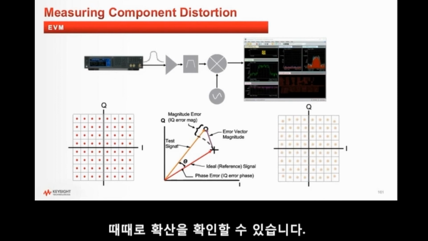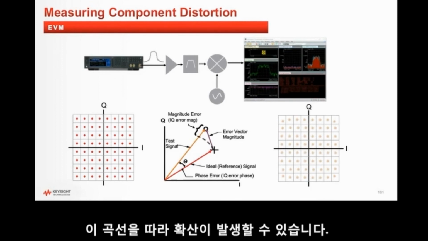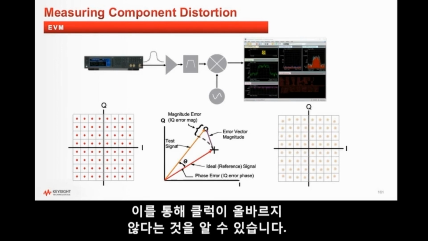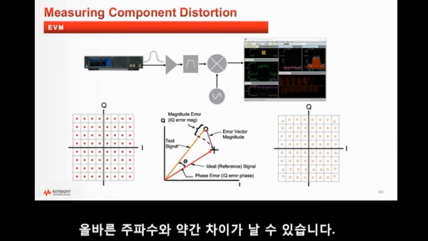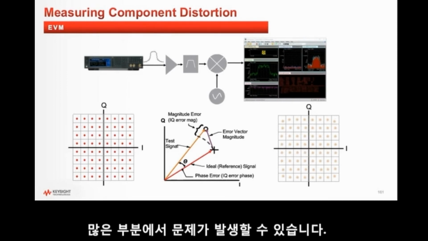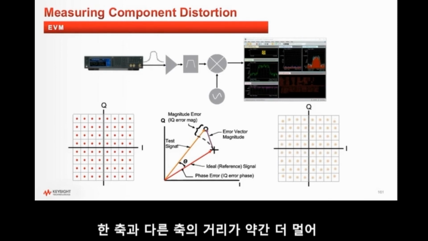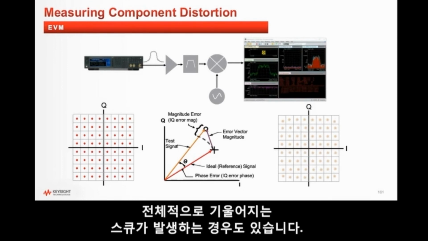Sometimes you'll see kind of a spreading. You'll see this spreading along this curve, and that can tell you that your clock is not quite right. It's maybe a little bit off from what frequency it should be. So there's a lot that can go wrong here. Sometimes you just see one axis is off a little bit more from the other, so you get a skew in there. Tilts the whole thing.